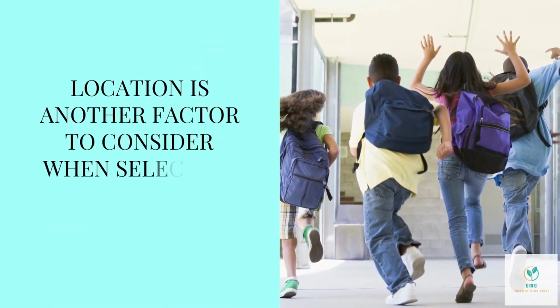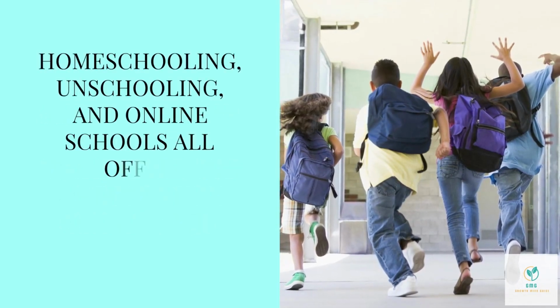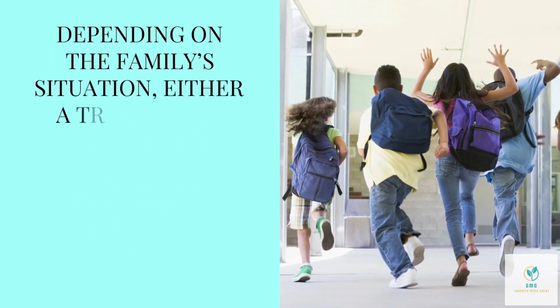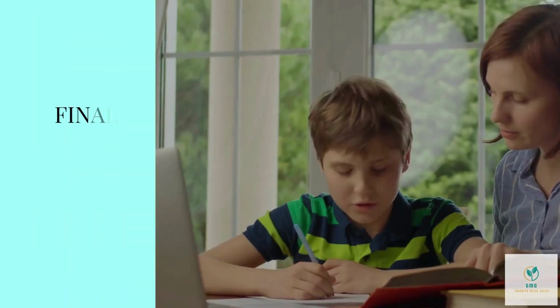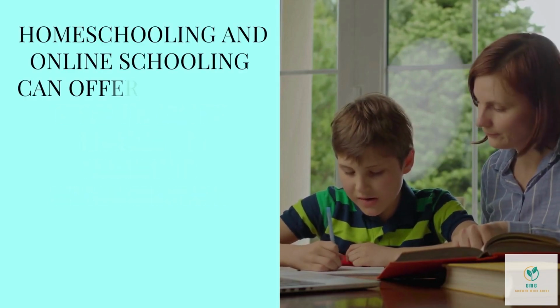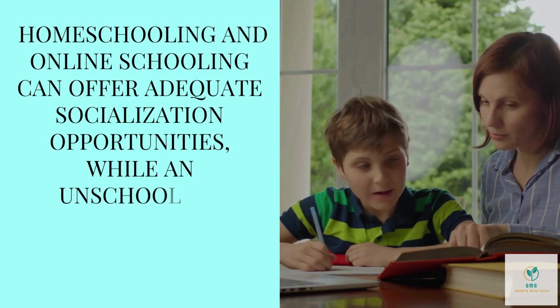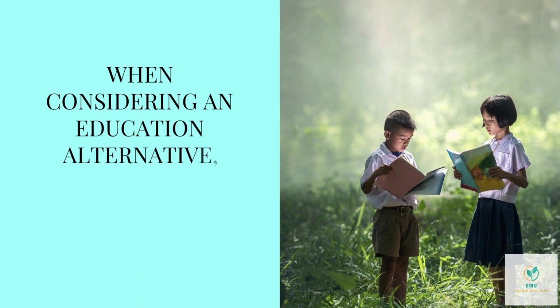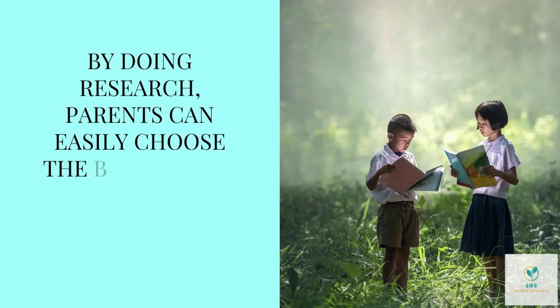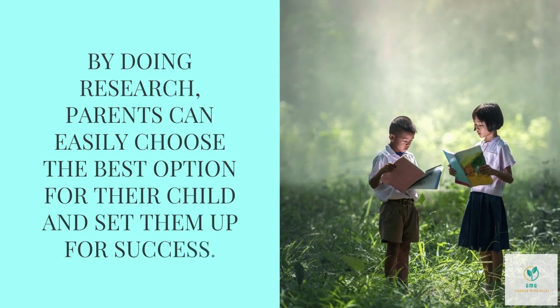Location is another factor to consider when selecting an education alternative. Homeschooling, unschooling, and online schools all offer convenient location options. Depending on the family's situation, either a traditional school, homeschooling, or unschooling can be done right in the home. Finally, don't forget to consider socialization. Homeschooling and online schooling can offer adequate socialization opportunities, while an unschooling lifestyle might not promote as much socialization. When considering an education alternative, always keep these factors in mind. By doing research, parents can easily choose the best option for their child and set them up for success.